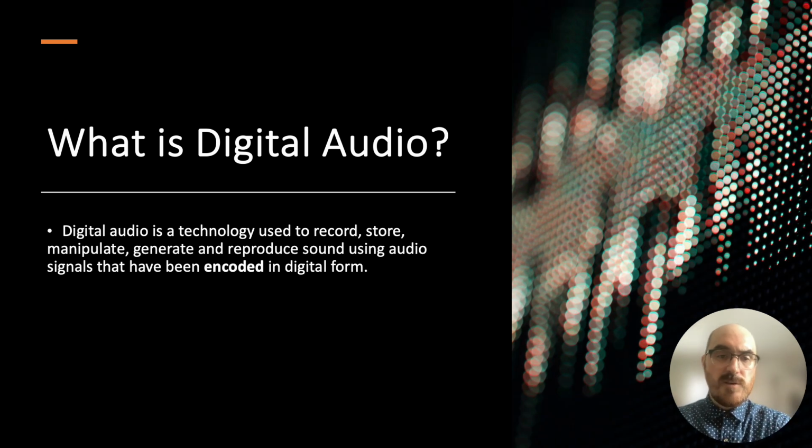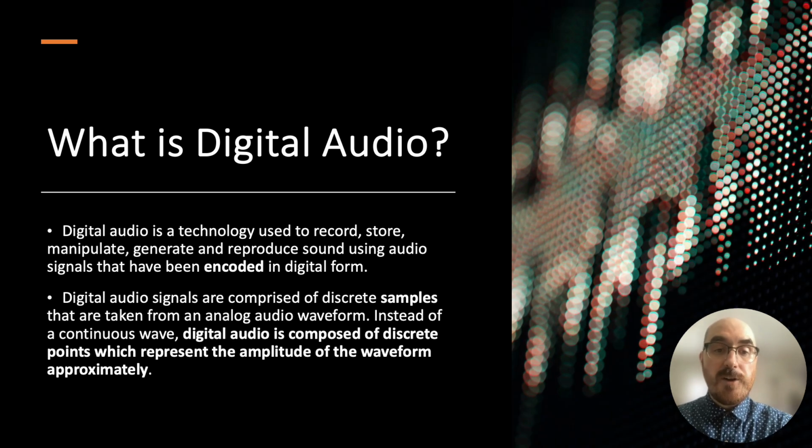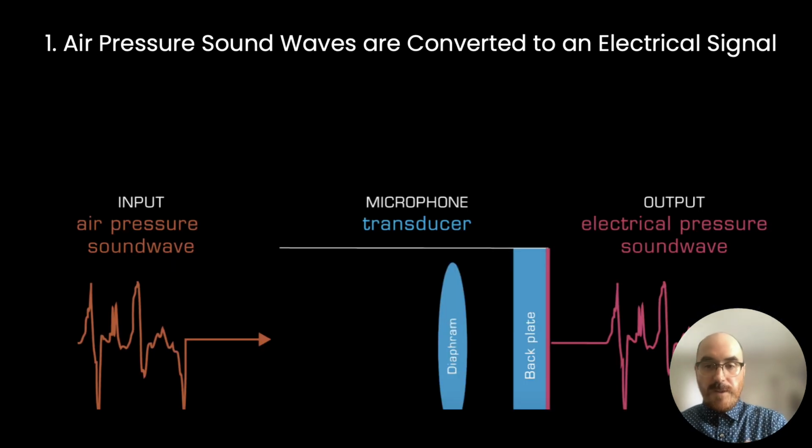Digital audio is a technology used to record, store, manipulate, generate, and reproduce sounds using audio signals that have been encoded. That's the key word here, in digital form. Digital audio signals are comprised of discrete samples that are taken from an analog audio waveform. Instead of a continuous wave, they're comprised of discrete points, right? Think of when you were a kid and you did those connect the dots coloring books. That's like what digital audio is: a bunch of dots that our psychoacoustics reconnect to represent the amplitude of the waveform approximately.